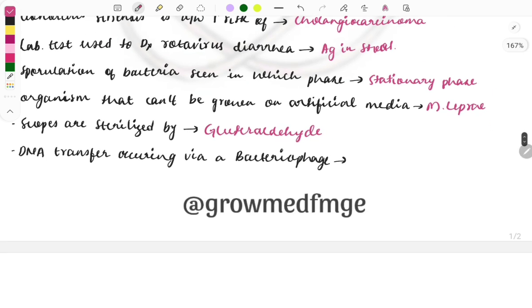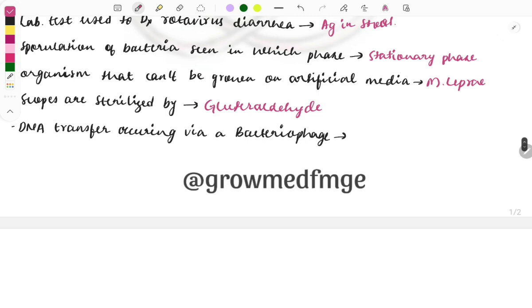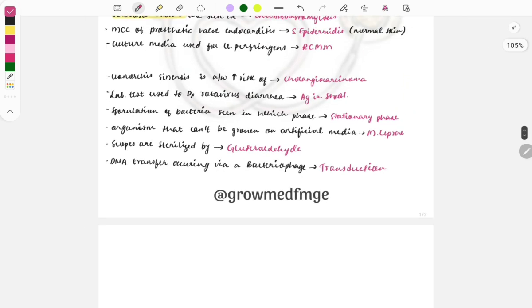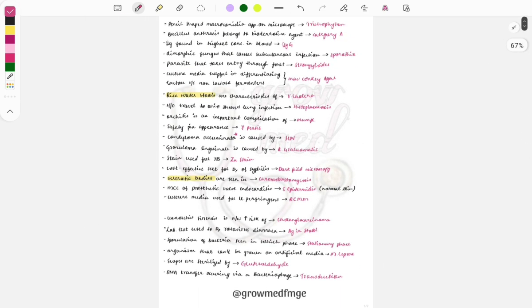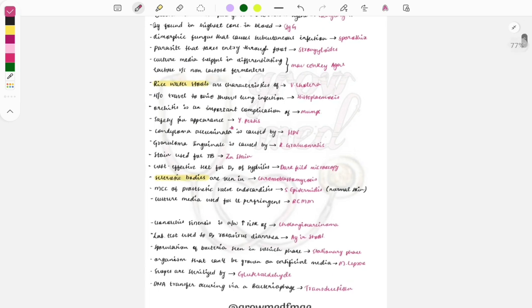Then the last question, DNA transfer occurring via a bacteriophage, this is called as transduction. Okay, so yes, transduction, these were some important one-liners asked in the past years, and expecting that some of these can be repeated or asked in the upcoming exam in a different pattern. So the pattern of question can change, like they can give a case, or they can give an image, or they can just simply give a one-liner. Okay, so you should be ready for all kinds of things asked.